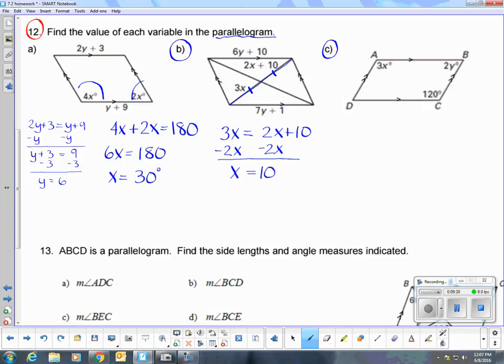In part C, remember that the opposite angles of a parallelogram are congruent, so therefore 3x is equal to 120 degrees, so x is 40. Replacing x with the value of 40 gives me this angle measure of 3 times 40, or 120 degrees.